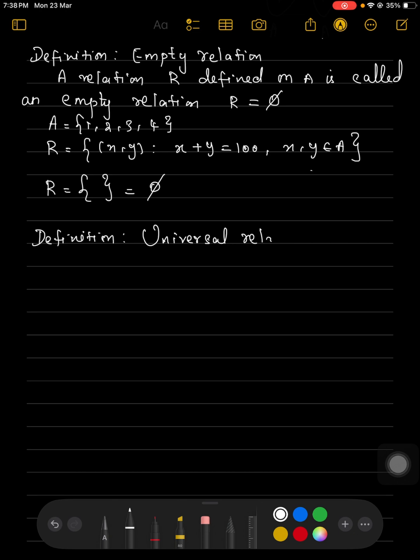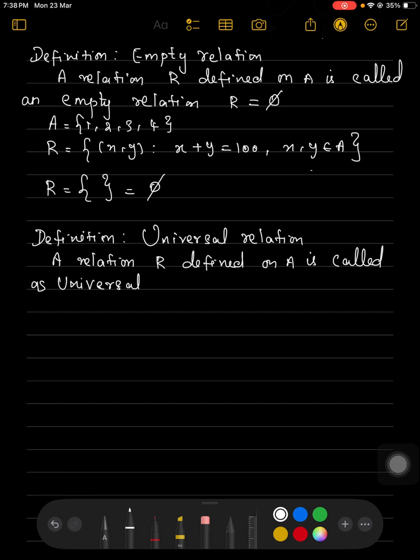Universal relation. Again, by the name, I think you can make out this relation contains all the elements of the Cartesian product. A relation R defined on A is called a universal relation if R is equal to the entire cross product A cross A.